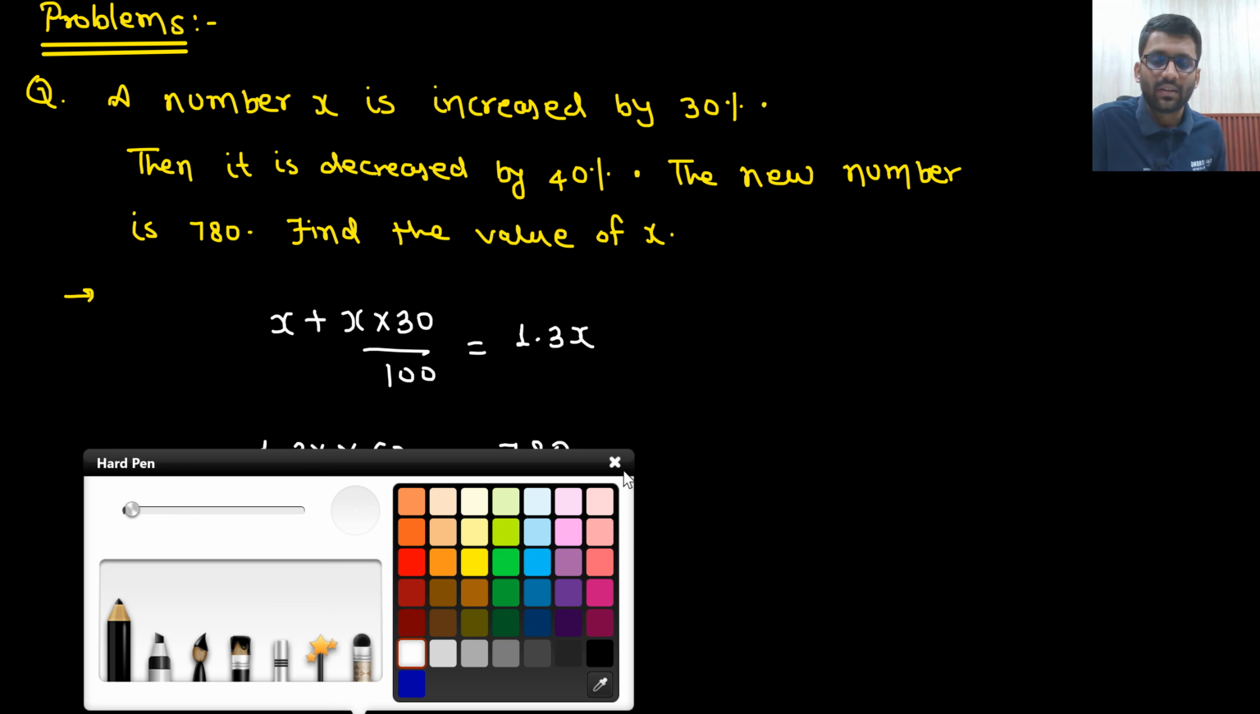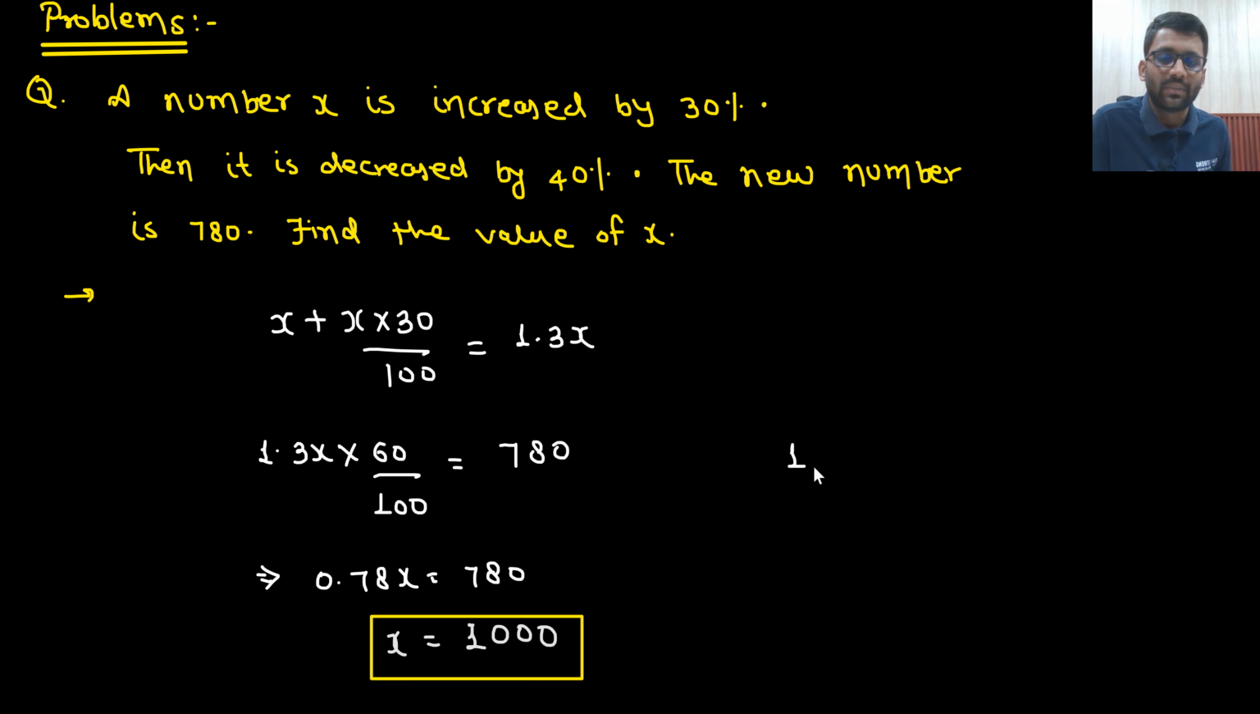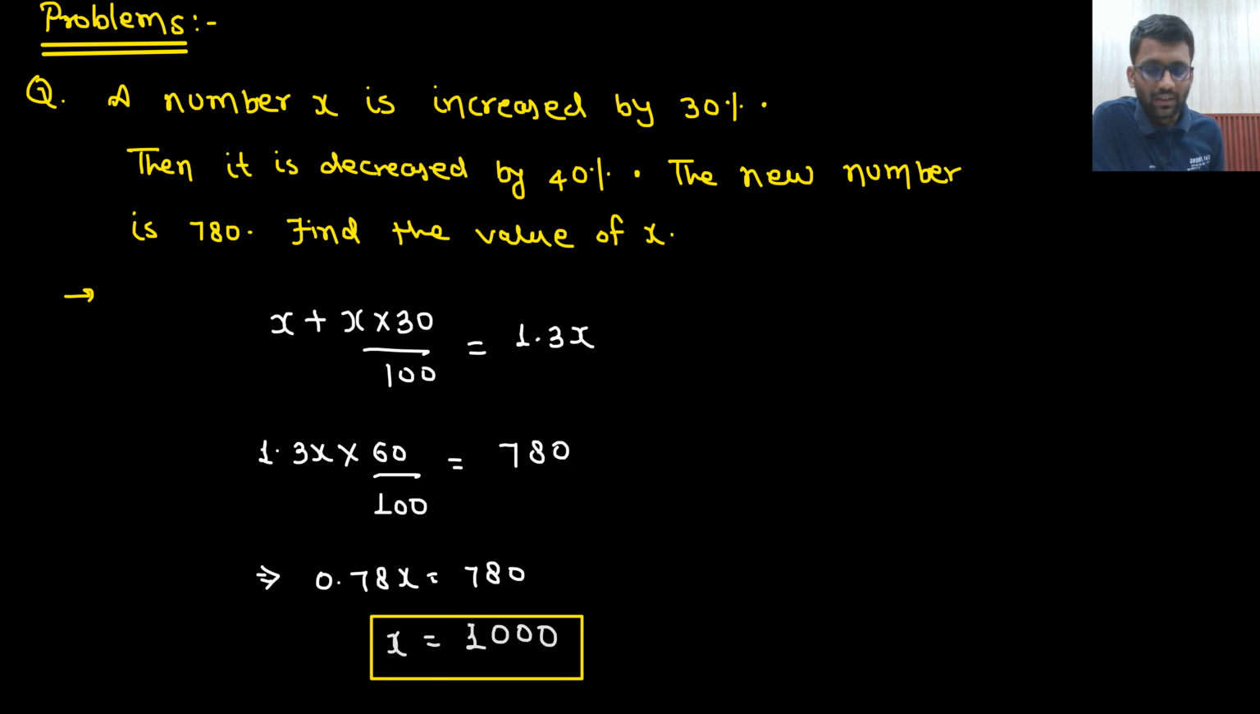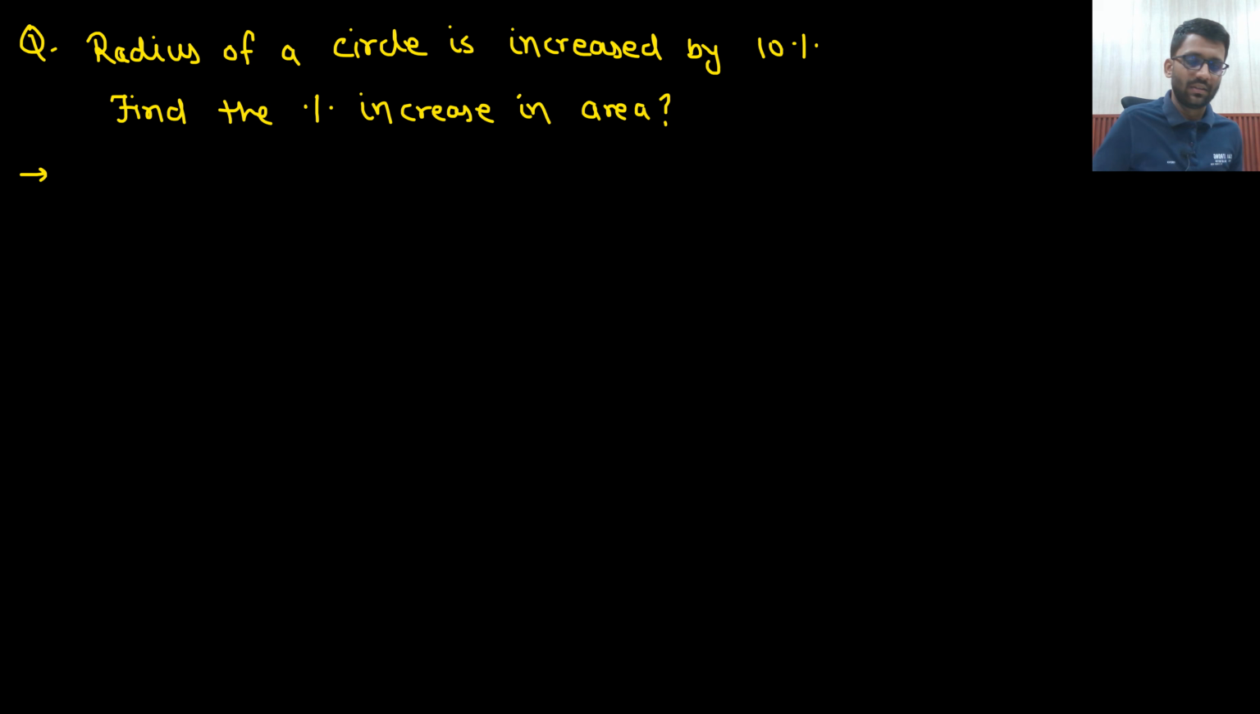You can check as well what was happening. First it got increased by 30%. So what will be the 30% of 1000? 1300. Now it got decreased by 40%. That means you need to take 60% of this. 60% means 0.6. So what do you get? 13 6s are 78 only, right? So 780 only you get. So you can check in this manner as well. Initially you had 1000, it got increased, then decreased, right?